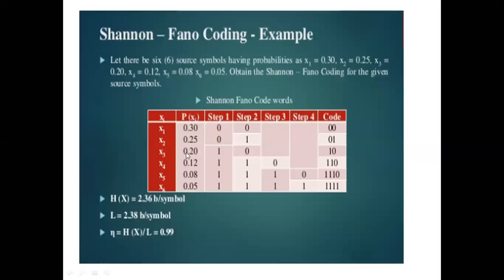If you want to cross check, for any problem the total probability summation will be 1. If you check here also, 0.3, 0.25, 0.2, 0.12, 0.08, 0.05, adding these, the total probability is 1. Yes or not? Is it correct, ma'am? Whether all the probabilities are getting 1 or not? Okay. If you say okay, then I'll move to the next step.